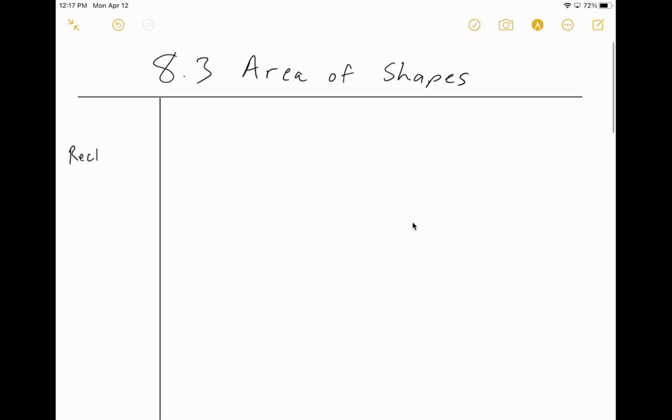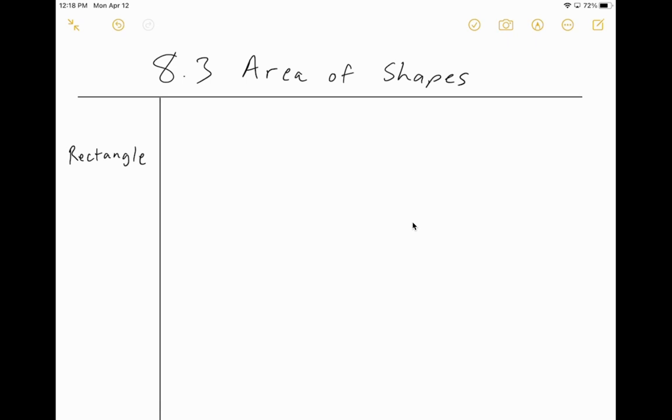Rectangle and square, okay? So a rectangle or a square, they're done the same way. Obviously, the difference is a square has all the same sides, whereas a rectangle doesn't necessarily have all the sides equal. But they're all four-sided figures with 90-degree angles.